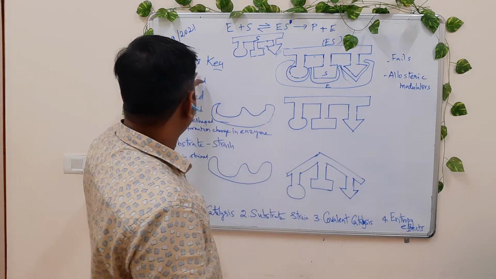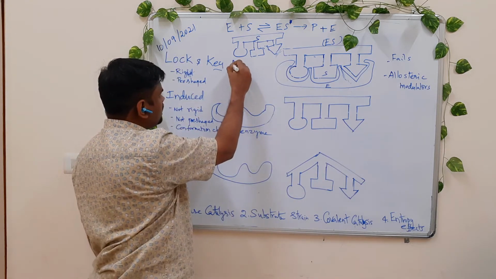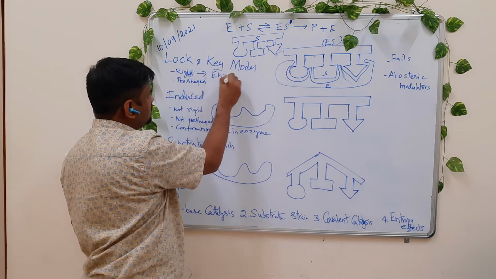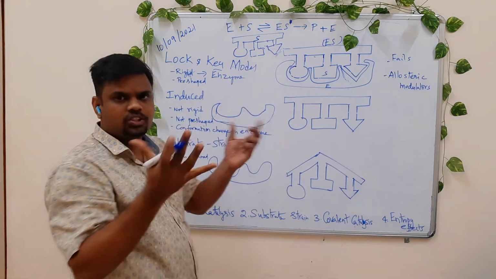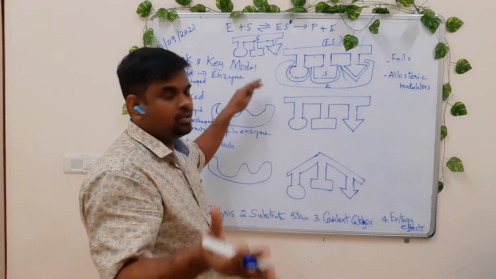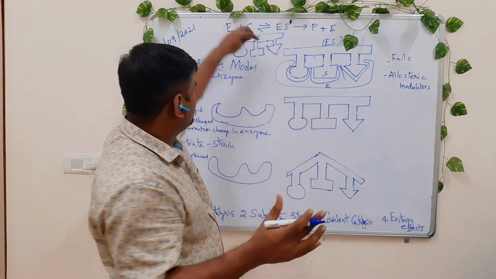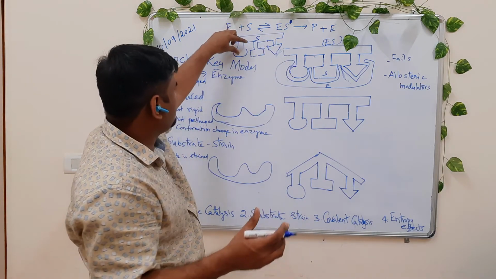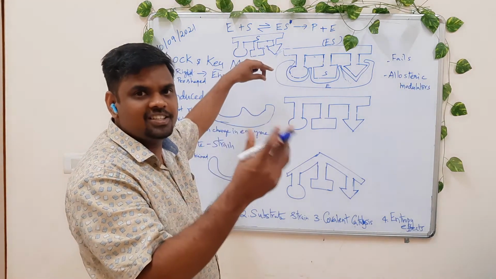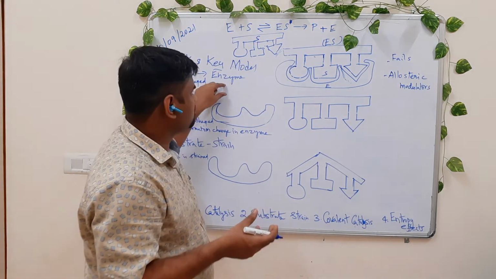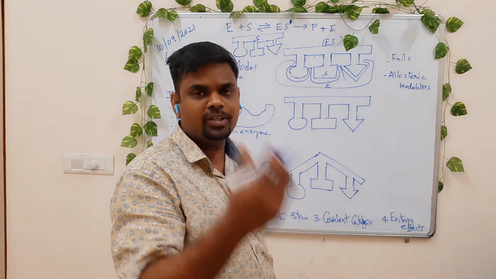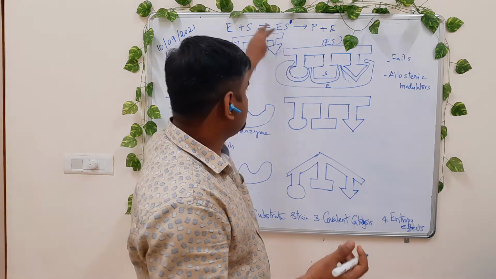According to the lock and key model, enzymes are rigid, they don't change structure easily, and they are pre-shaped. So only a substrate which has a shape similar to the binding sites present in the enzyme will fit into it to form ES. That is one way of forming this intermediate ES during the reaction.